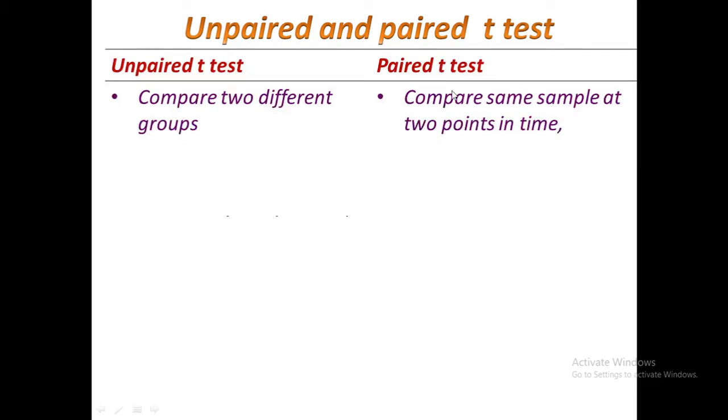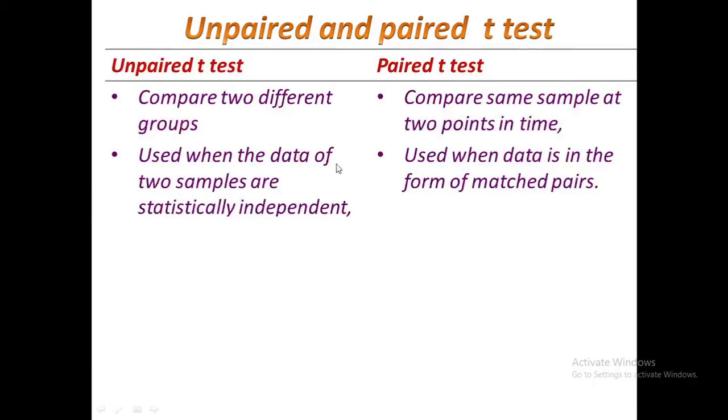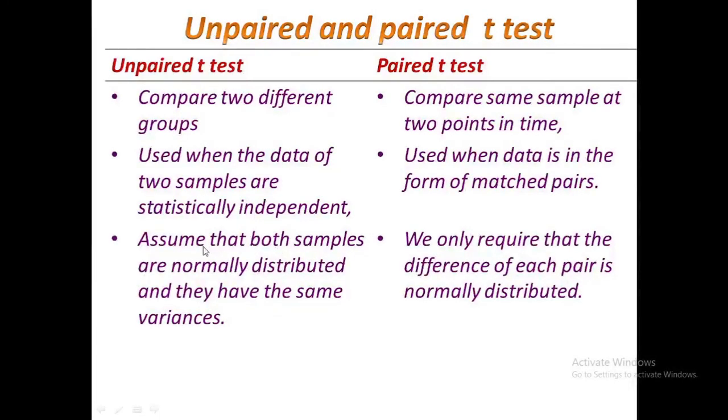As discussed above, these two tests should be used for different data structures. An unpaired t-test is used when the data of two samples are statistically independent, whereas a paired t-test is used when data is in the form of matched pairs. There are also some technical differences between them. For the unpaired t-test, we need to assume that the data from both samples are normally distributed and they have the same variance. Whereas for the paired t-test, we only require that the difference of each pair is normally distributed.